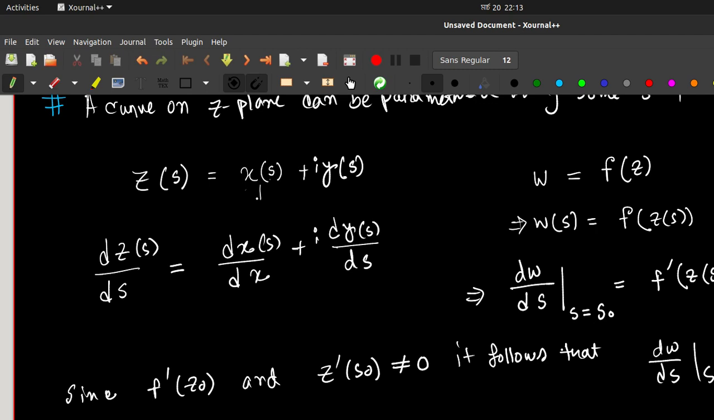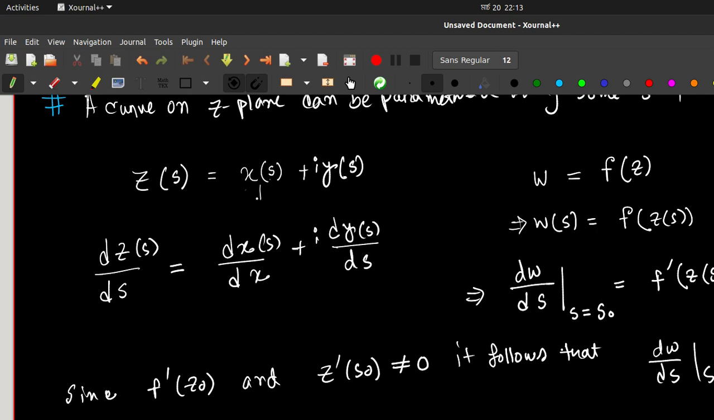We can rewrite 1 as w prime of s0 equals f prime of z0 times z prime of s0. But you have to be careful about doing these derivatives, because this f prime is a derivative with respect to z, while this z prime is a derivative with respect to s. These are the things you need to be careful about.